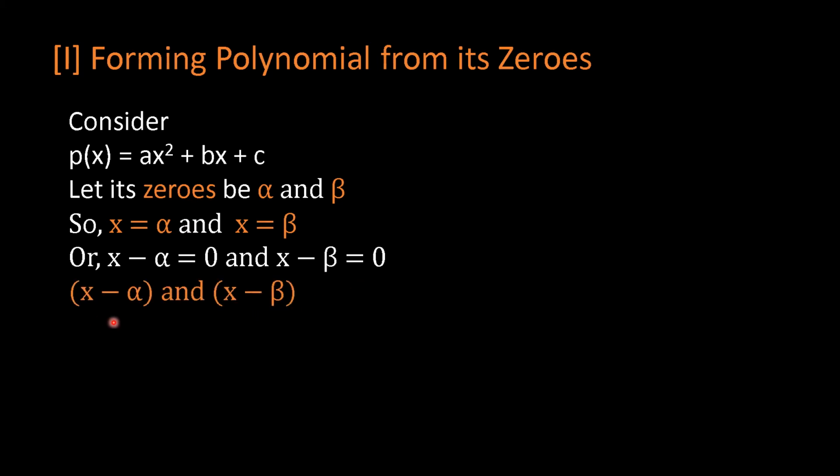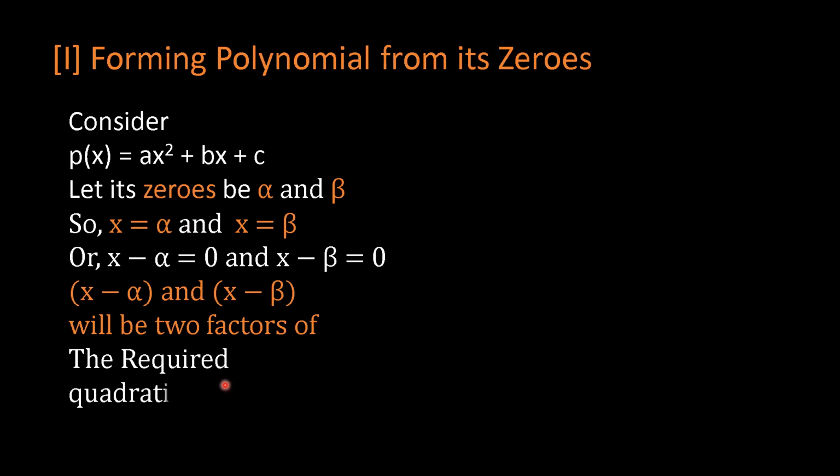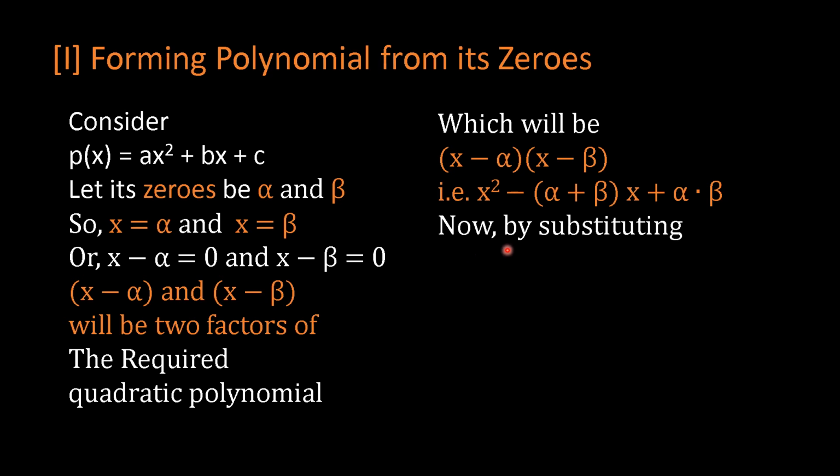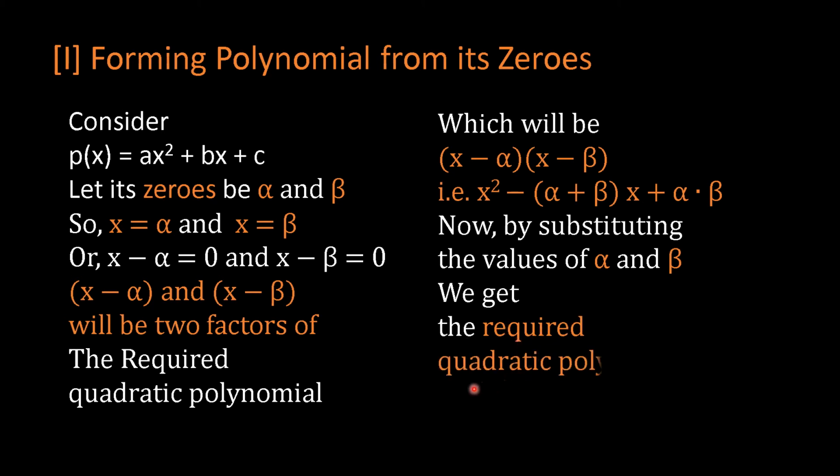So x minus alpha and x minus beta become the two factors of the required quadratic polynomial, which will be x minus alpha multiplied by x minus beta. After simplification, it will become x squared minus (alpha plus beta) into x plus alpha beta. Now, by substituting the values of alpha and beta in here, we will get the required quadratic polynomial.